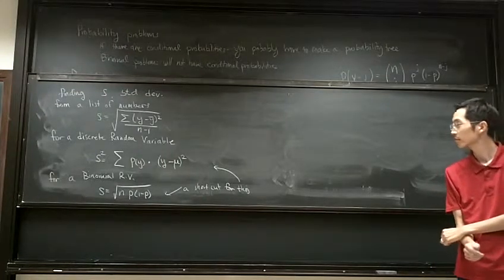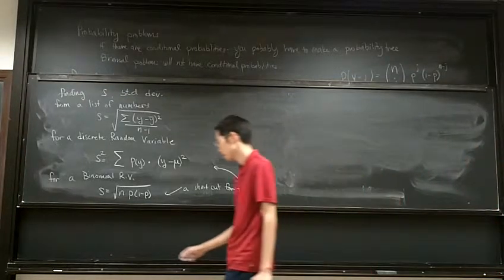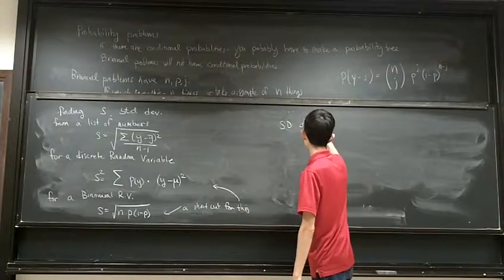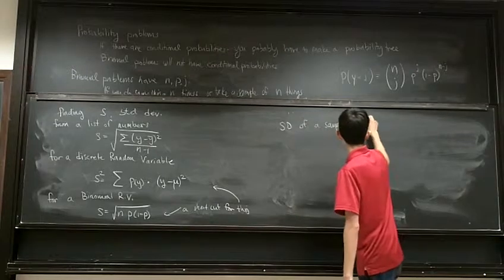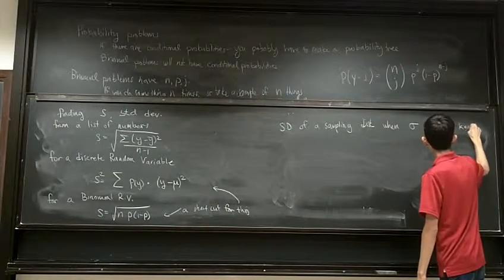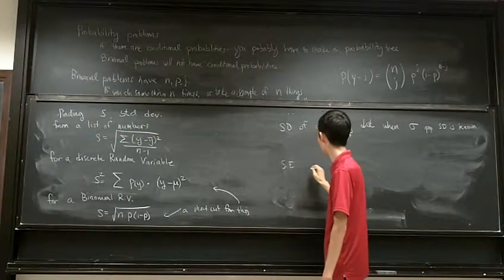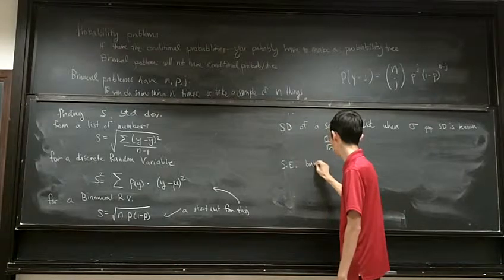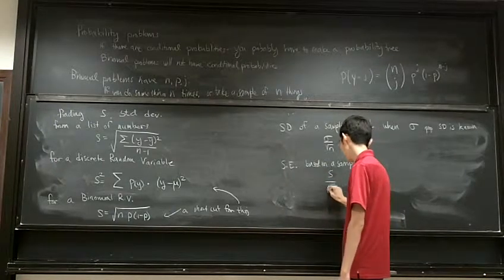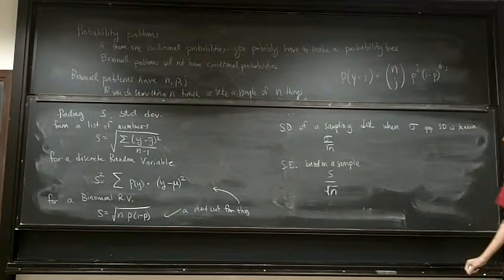And then for a sample, it would be the standard deviation of the population divided by the square root of the... That's the standard error. Okay. So I guess there's a few more. So we have the standard deviation of a sampling distribution. Standard error can be thought of as our estimate for the standard deviation of the sampling distribution.